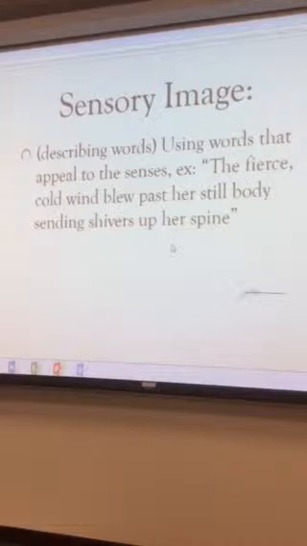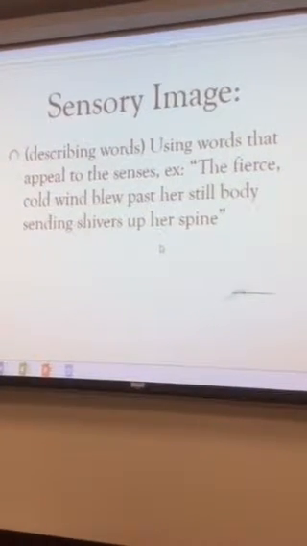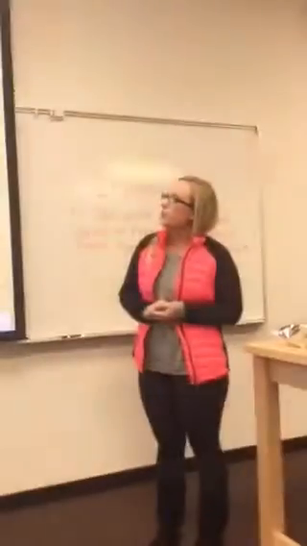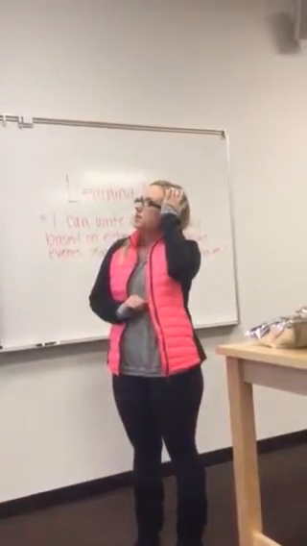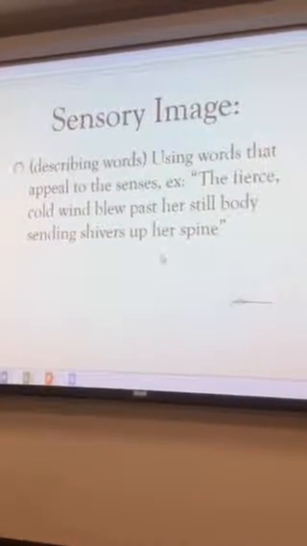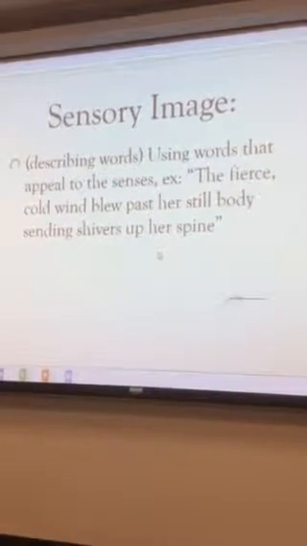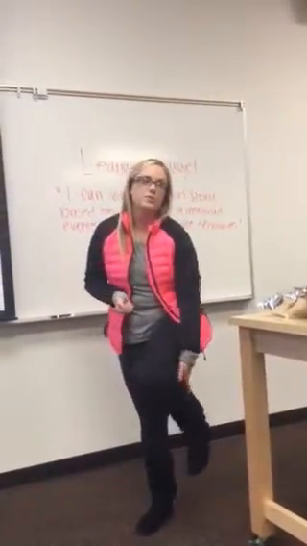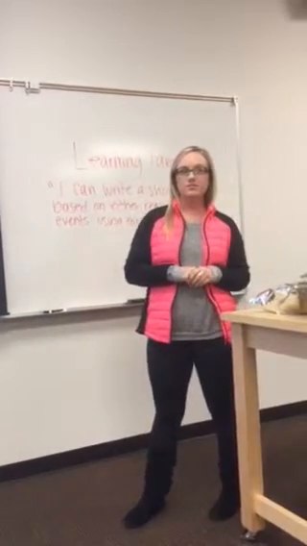The definition that I have for sensory image is that it's also describing words. It's using words that appeal to these senses. I have an example up here. The fierce cold wind blew past her still body, sending shivers up her spine. So, like Alexander said, it helps you to imagine things. Why might another reason be that an author would use sensory image in their writing?